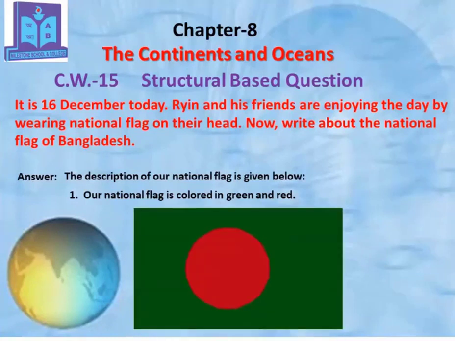Look, this is the flag of Bangladesh. How many colors are here? There are 2 colors in this flag. What are they? Green and red. So our first point will be: our national flag is colored green and red.